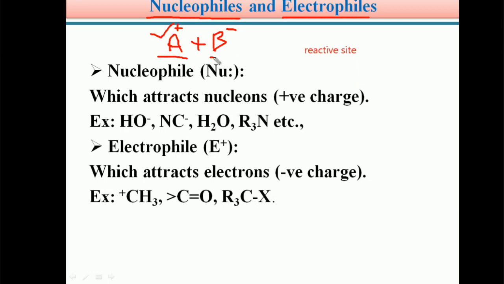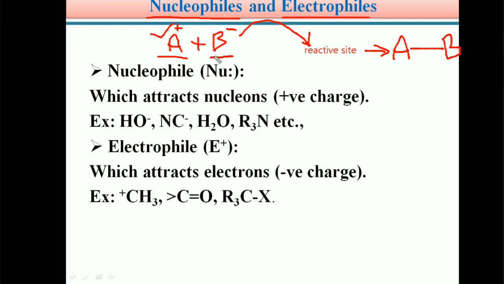Therefore, the attacking reagent having a pair of electrons or having a negative charge attacks at the reactive site. The electron deficient portion of the substrate, or the positively charged portion of the substrate, is taken as the reactive site. Therefore, the reagent having a lone pair of electrons, or a negatively charged reagent, will attack at the reactive site of the substrate and give the corresponding product. Let us assume the product is AB.